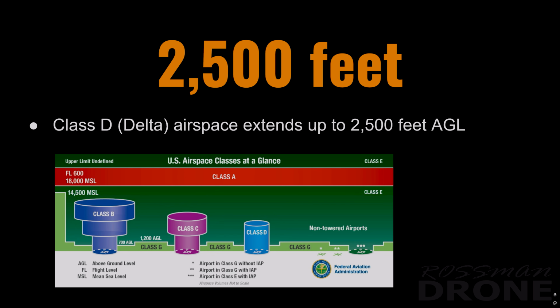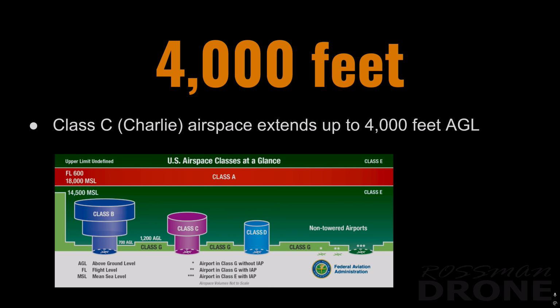2,500 feet would be our Class Delta or Class D airspace, extending up to 2,500 feet AGL. So the Class D airspace, which would be found around some smaller or regional airports here, extends all the way up to 2,500 feet AGL.